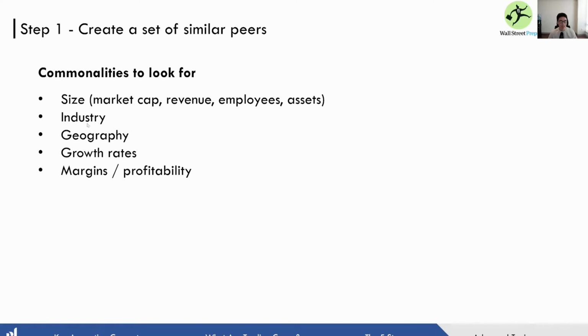Then you want to also look at industry. You want companies in a similar industry, as I mentioned before. Ideally, similar geography. You don't want to be comparing like the US and China if you don't have to. Then growth rates are ideally similar, margins, profitability. These two, I would say, are a little bit less important. It's okay if they're not as similar. I think the first 3 are a bit more important.